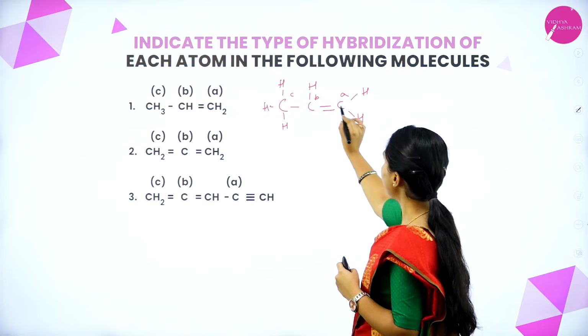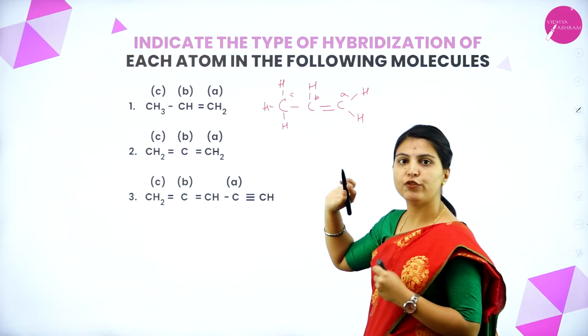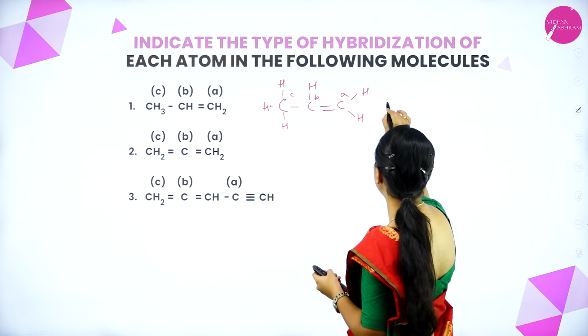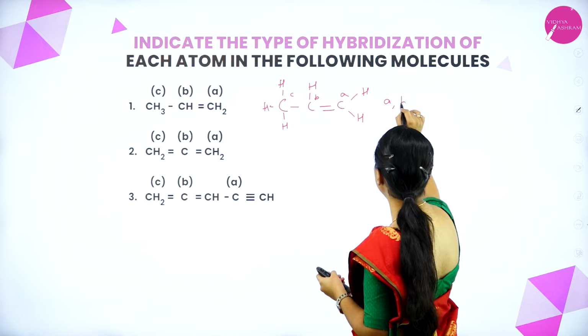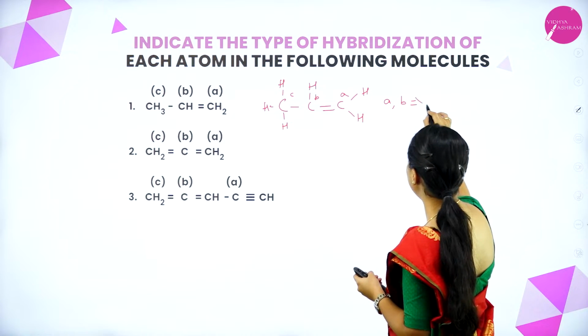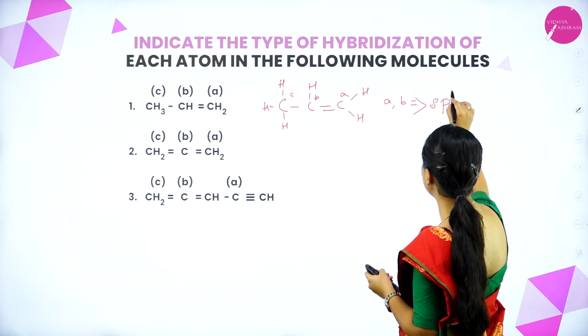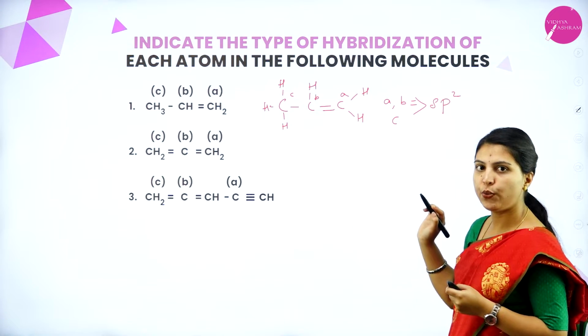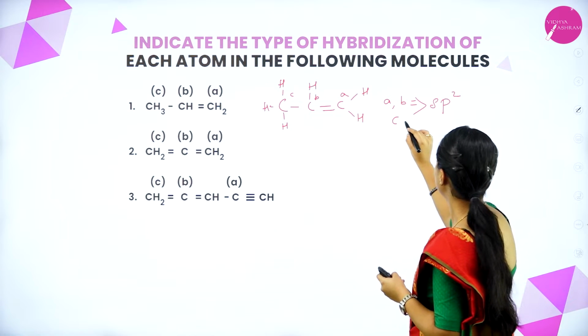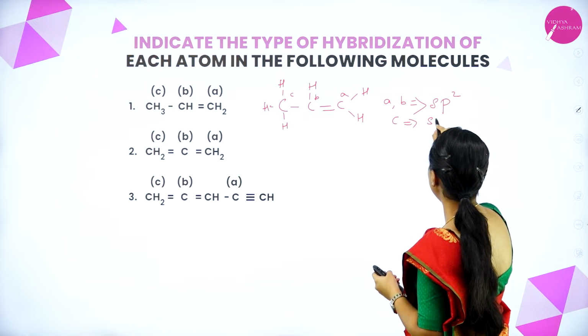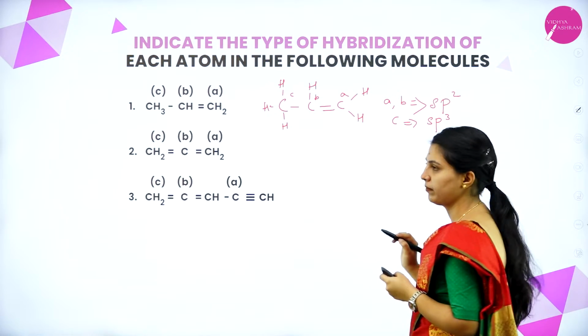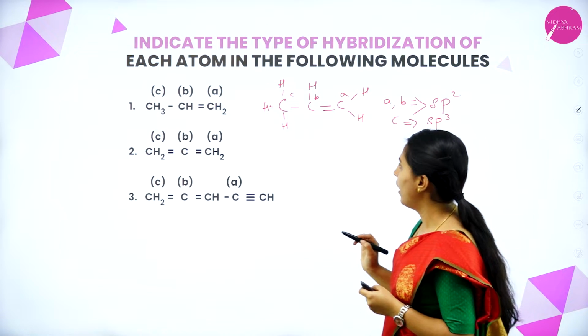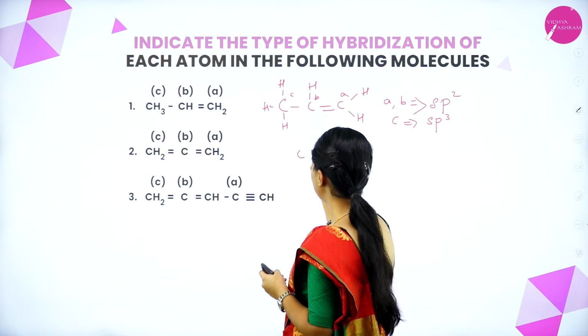See here, from the A side and the C side, it is forming a double bond. That's why A and B will be sp2. Only C has all single bonds on its sides. That's why it will form sp3. Correct? See the next example.